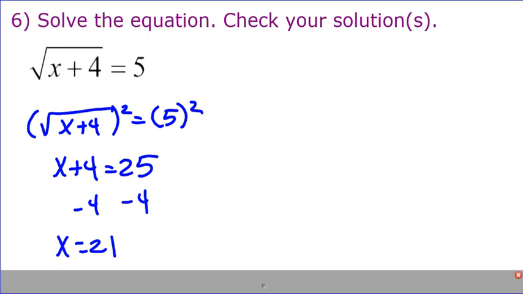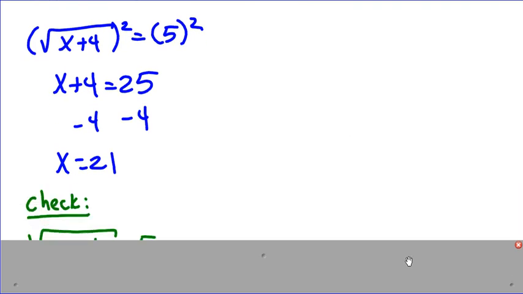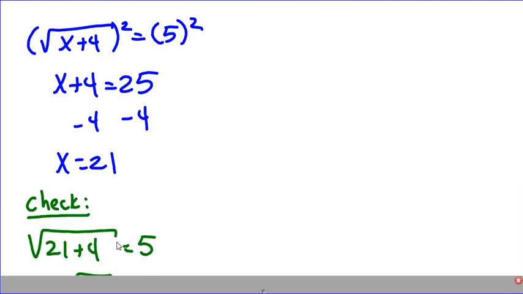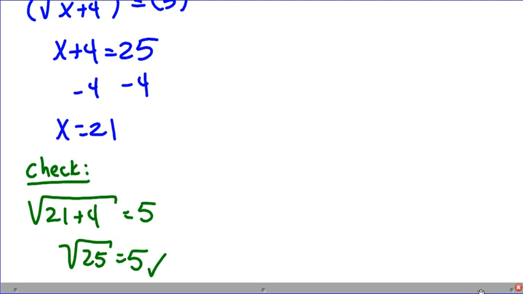Again, we're going to substitute it back into the original equation and make sure it's valid. Again, simplify what's underneath the radical. 21 plus 4, that's 25. And we want to take the square root of 25. That's a perfect square, which is 5. It's true, so x has to be equal to 21.